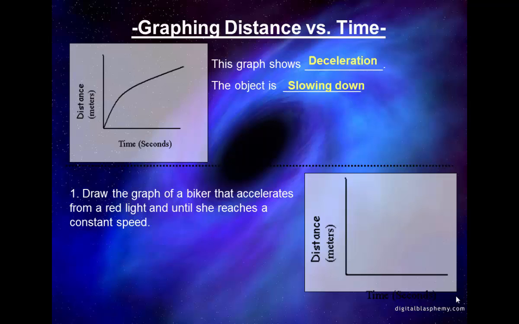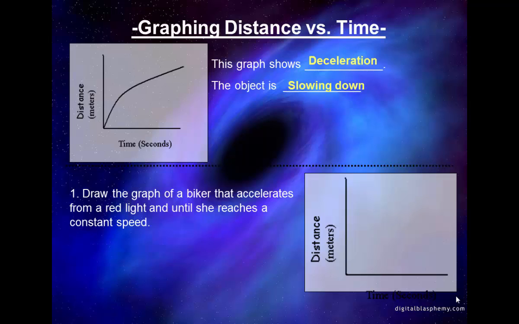So what's this? When they're at a red light, what does my graph look like? Flat line, zero. Then they accelerate. What does my line look like? Steep. Is this correct? No. Why not? Eddie? Yes, because this is showing a constant speed. Okay, so it's accelerating. It's getting steeper and steeper.